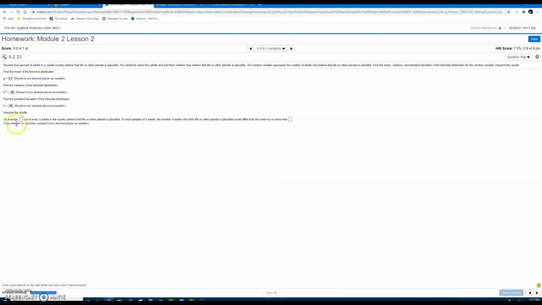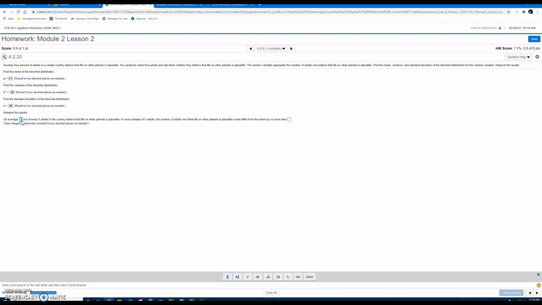So here, let's see how they want us to round to 2 decimal places. Okay, on average, 3.7 out of 5 believe that life on other planets is plausible. In most samples of 5 adults, the number of adults who think life on other planets is plausible will differ from the mean by no more than 0.98, that's the standard deviation.